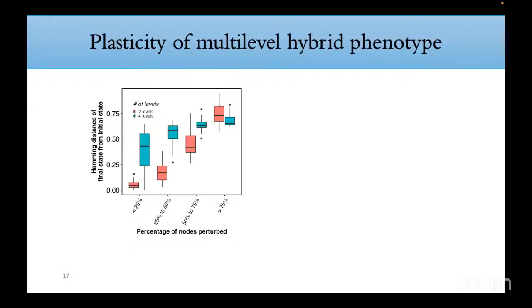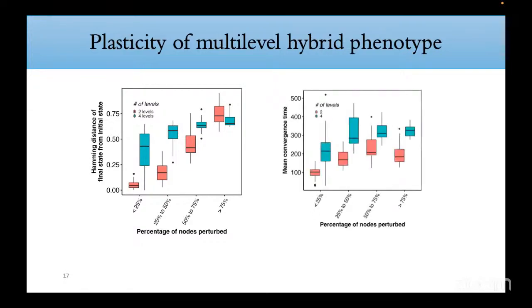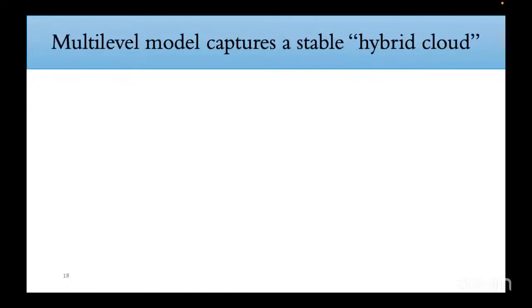In this particular plot, I'm tracking the distance in the expression level between the initial state and the final state after perturbation. And as you can see, the Boolean states don't really wander off that much, right? They stay in their locality. The Hamming distance is very low, but the multi-level states wander off a lot, right? So after perturbing, each state is changing its expression and moving to a different state, but it's still largely remaining hybrid, right? So this is a really interesting phenomenon that we named hybrid cloud.